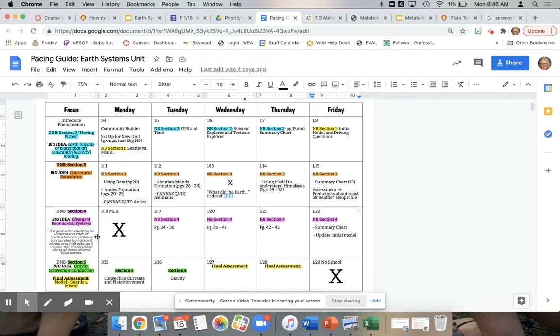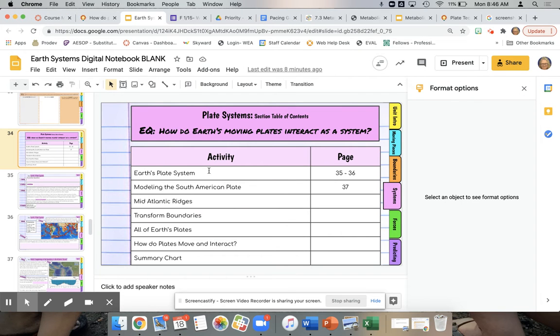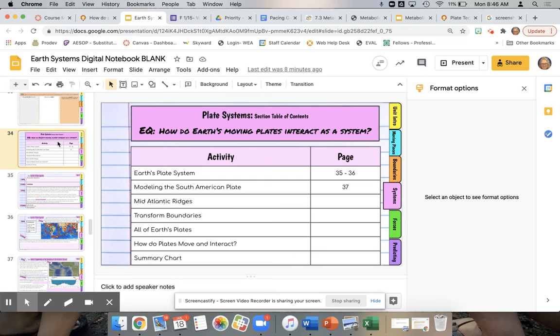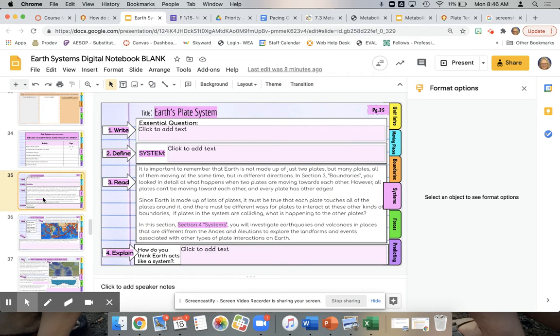So we were looking at what happens when plates come together, or convergent boundaries. And now we need to emphasize that if one side is converging, then the other side must be diverging. And so we are going to be looking at that other side this week. So to begin, we're going to go roughly pages 34 to 38 on Tuesday. So students will be getting their table of contents.